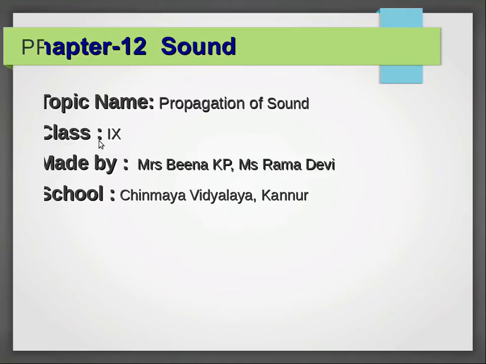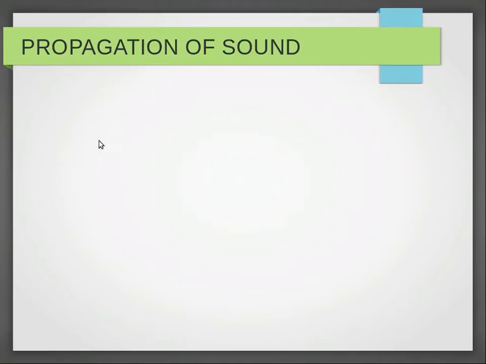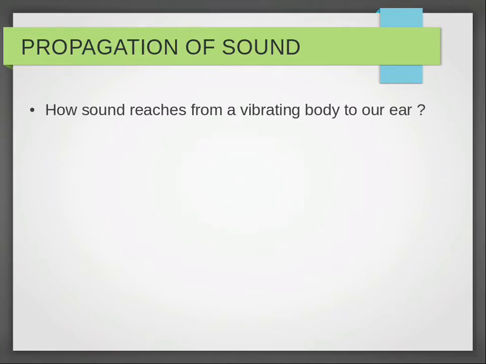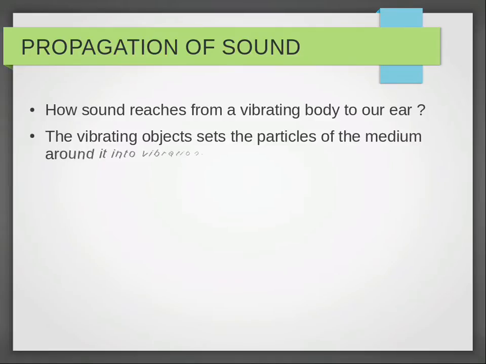Propagation of sound. How sound reaches from a vibrating body to our ear. The vibrating object sets the particles of the medium around it into vibration. The particles are distributed throughout the medium. Sound is produced by vibrating objects.